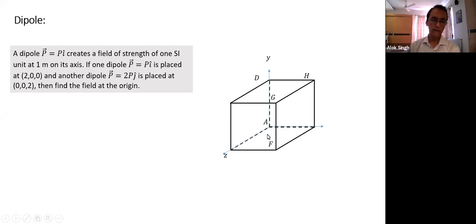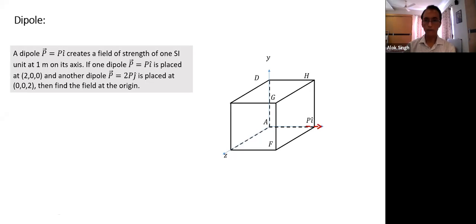In this, can we place the two dipoles? How would I place the first dipole? How would I place the second dipole? And which is the point where the field has to be calculated? Where is the first dipole placed? Along the x-axis. This is the x-axis. So this is the point where the first dipole is placed. This is the first dipole, p1 cap, placed at the point 2, 0, 0.